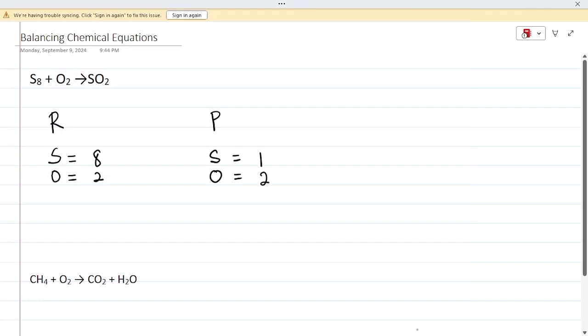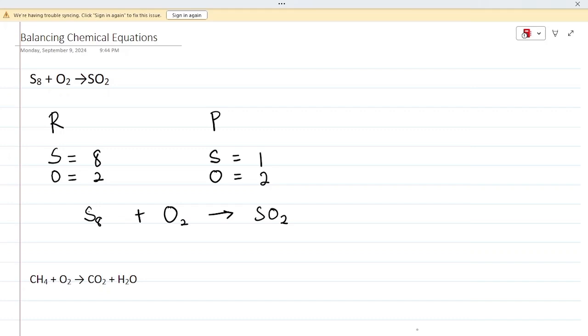Now, I'm going to rewrite the reaction. I'm going to balance it here. The first one we have at the top is the question. So we have S8 plus O2 gives SO2.